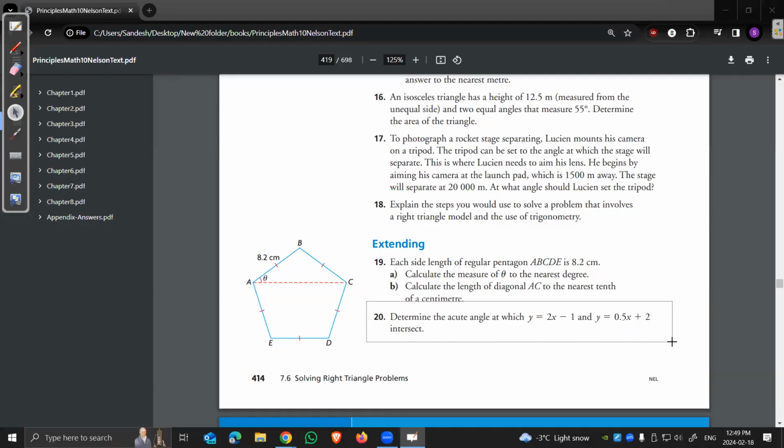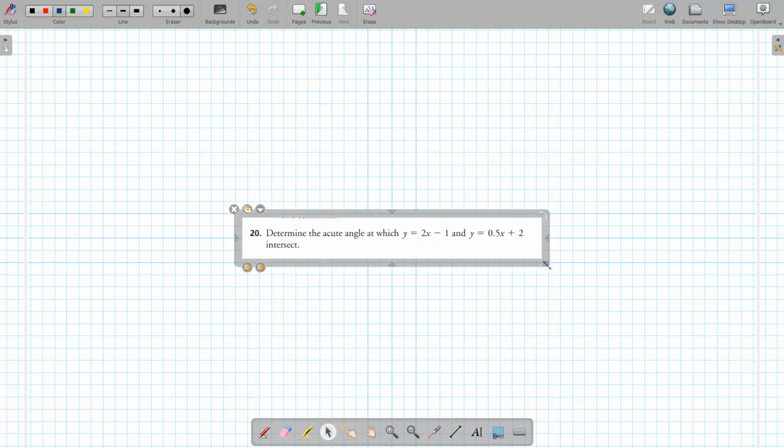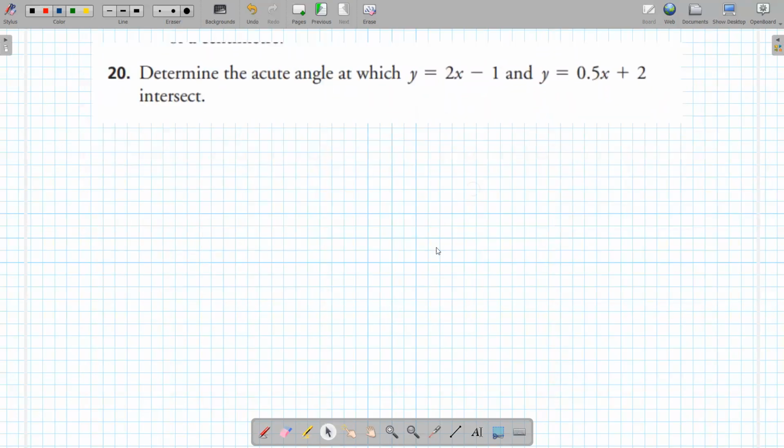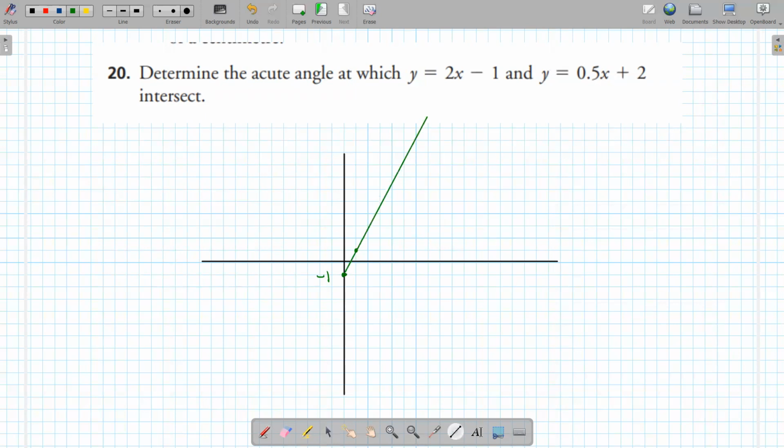Let's look at this next question. Determine the acute angle. So now we're looking for the angle between two lines. First one is 2x minus 1. We know how to graph straight lines. Start at the y-intercept, and then your slope is positive 2. So 2 units rise for every 1 unit run. So this is going to be our first line.